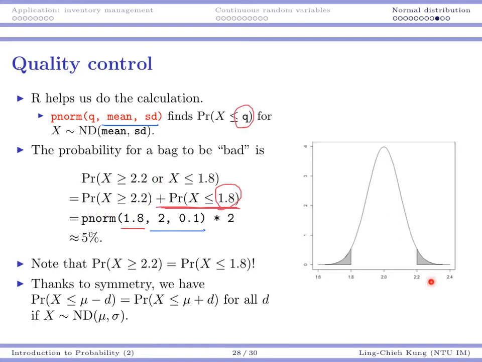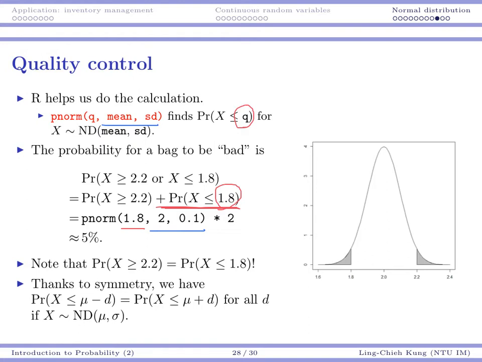It's something at the right tail. It means X is greater than or equal to 2.2. Here, I don't really need to calculate it again because I know it must be identical to the probability for X to be less than 1.8. This is because this curve is symmetric, right? This curve is symmetric. So I can immediately see these two probabilities are the same.